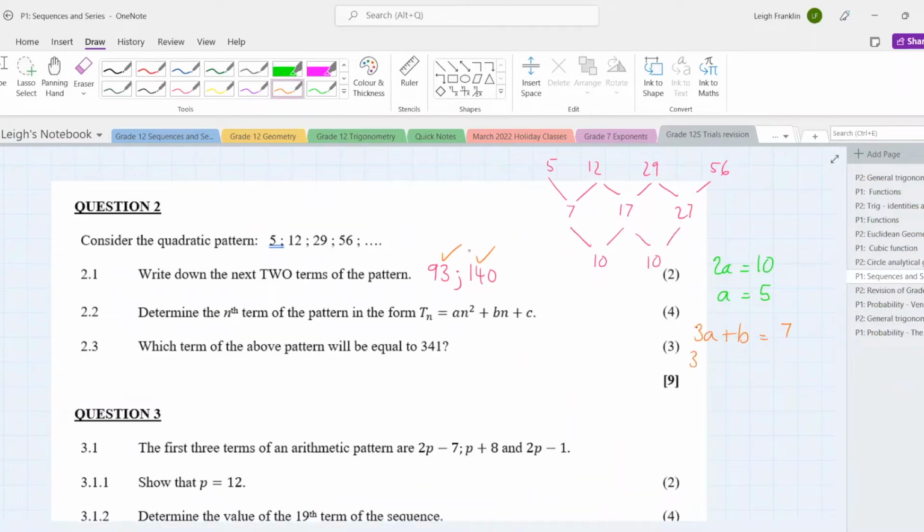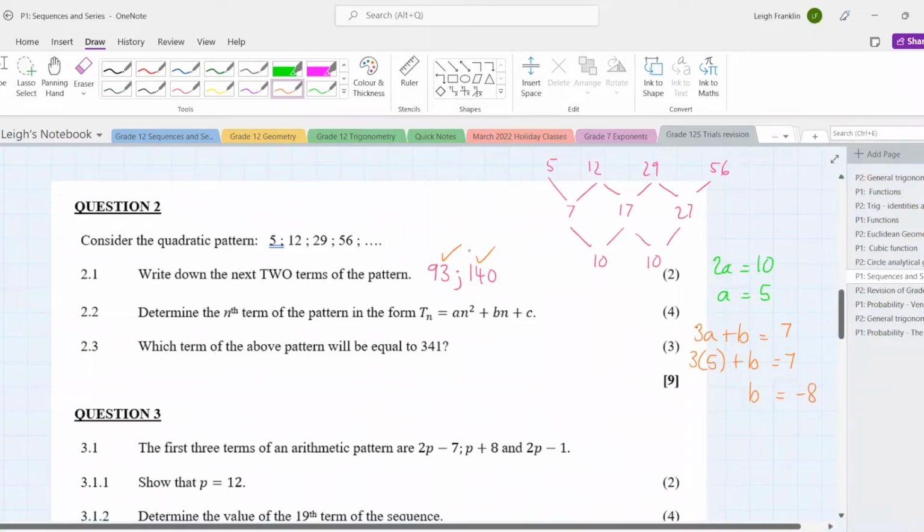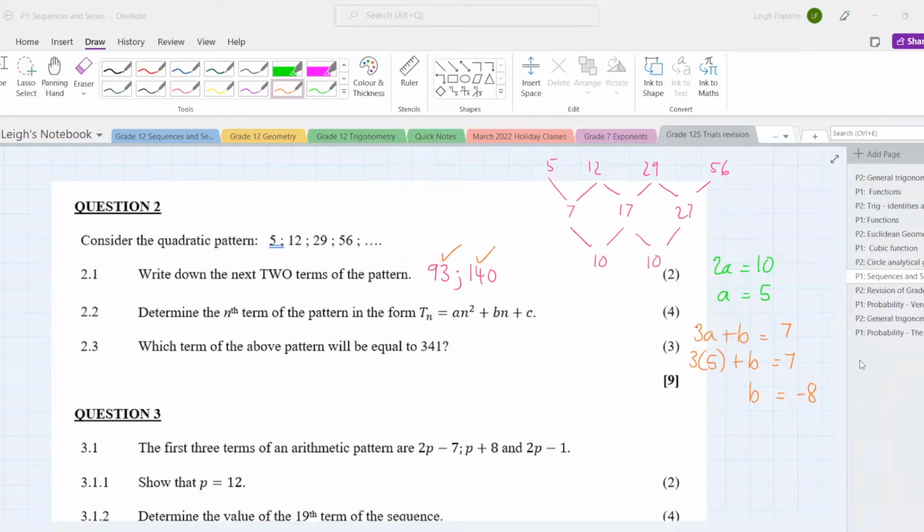Now we're going to substitute in our 5, and that means that b is going to be equal to -8. Quite right. 3a plus b.